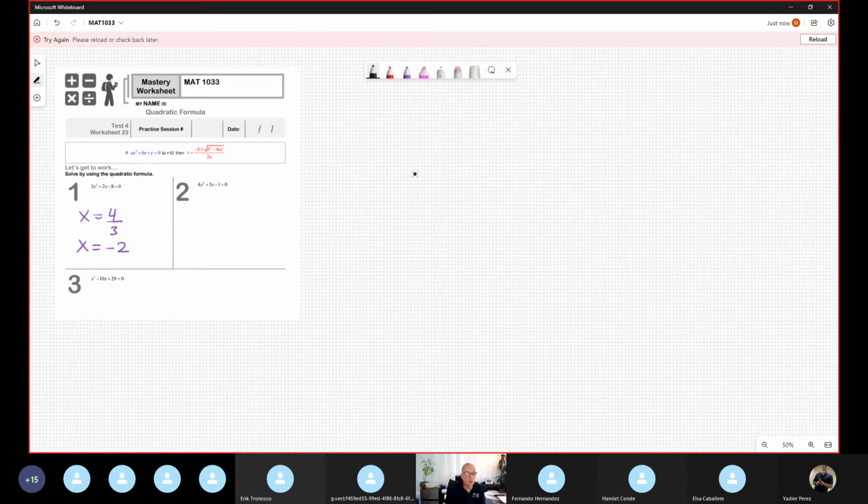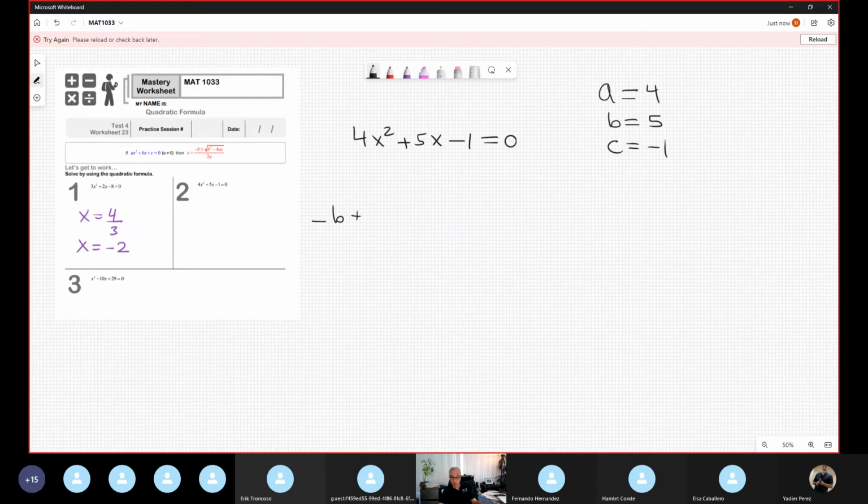Okay, one more. Number 2 is 4x squared plus 5x minus 1 equal to 0. Ready, standard form to determine: A is 4, B is 5, and C is negative 1. Okay, now I copy my formula. Look, I want to see this in the test. Any problem, you copy the formula.